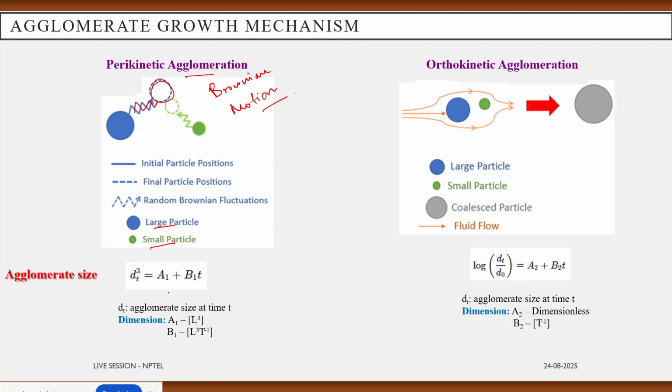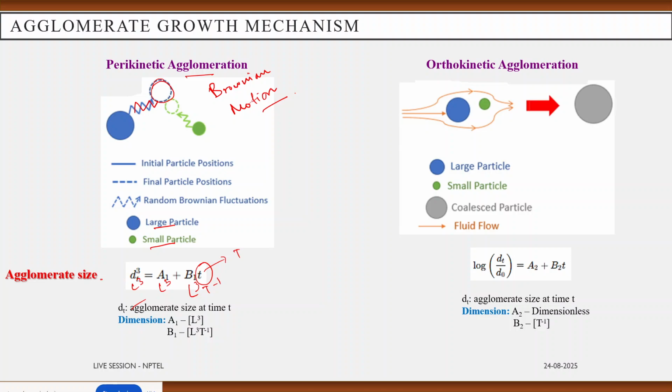Here the size of the agglomerates, that is dt, is linearly dependent on the time of agglomeration. So here you can see that dt to the power 3 is a1 plus b1 into t, where the dimension of a1 is L cubed, or volume, and b1 has the dimension of T to the power minus 1, and t has the dimension of T. So the dimensions are balanced in such a way.